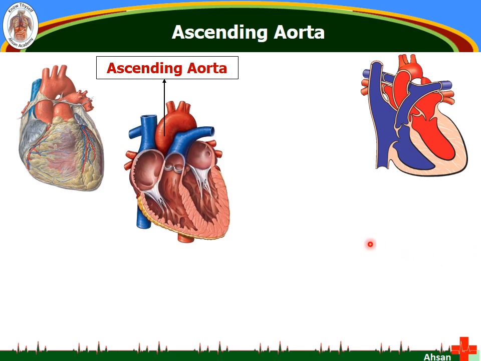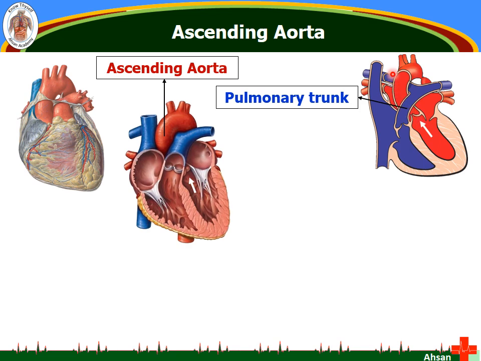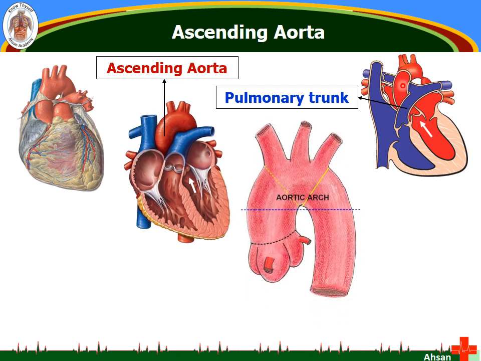This one is the ascending aorta. You can see it arising from the left ventricle. It is behind this. This is the opening, and this one is the right ventricle continuing as the pulmonary trunk. So the ascending aorta lies behind the pulmonary trunk. This one is the pathway, and you can see it is going behind the pulmonary trunk, and up to this is the ascending aorta.